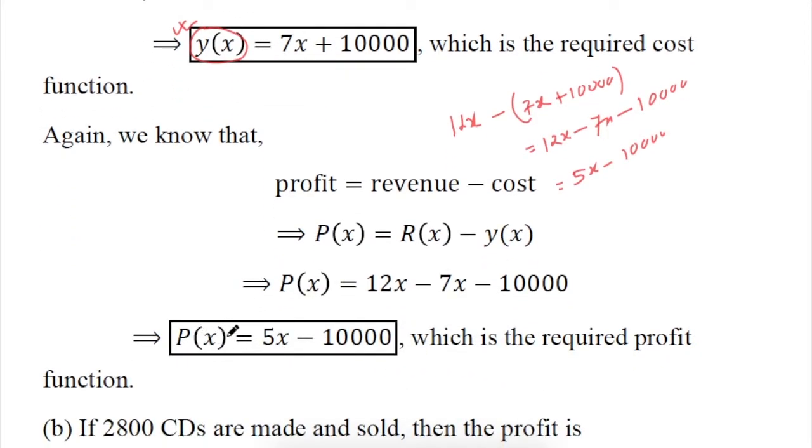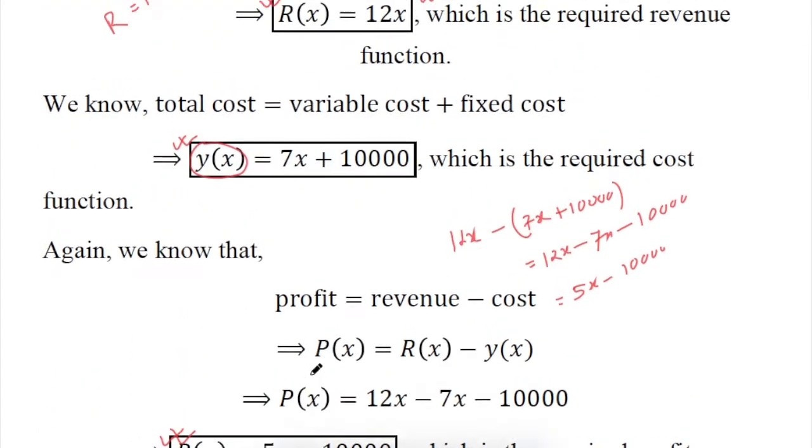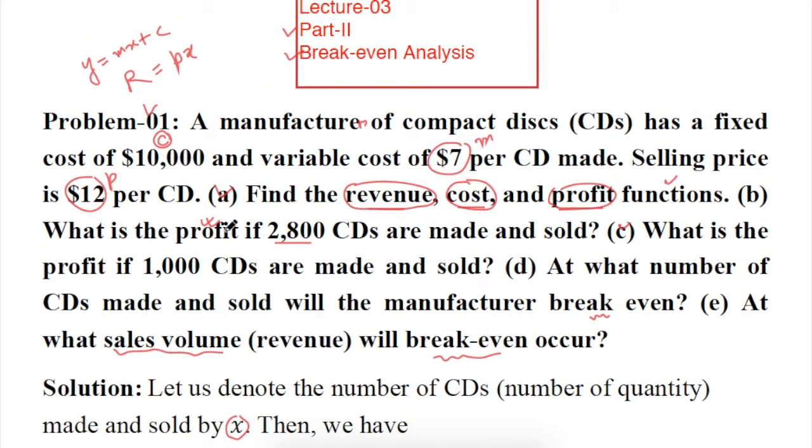Profit also depends on x. So in functional form, we can write P as a function of x is equal to 5x minus 10,000. So the answer to A is complete.